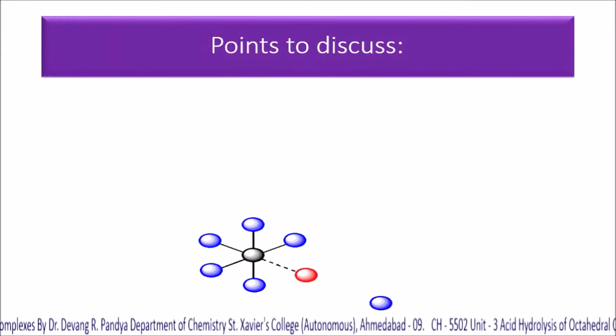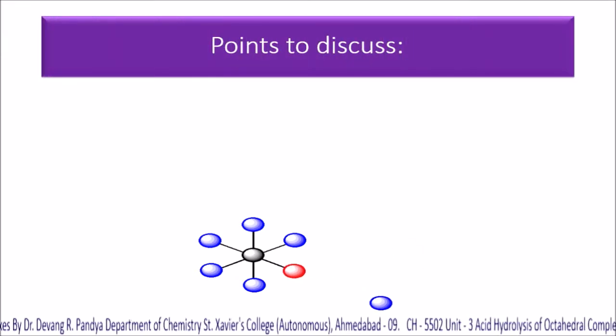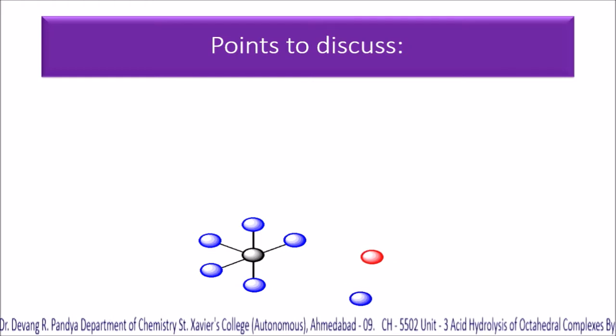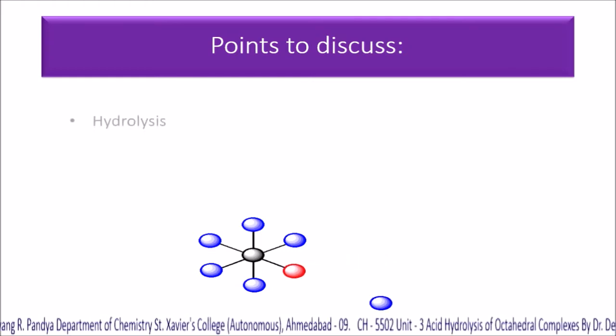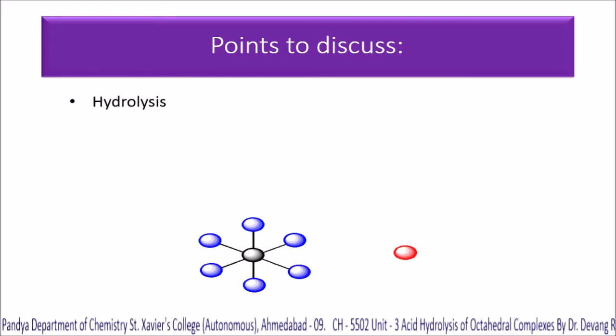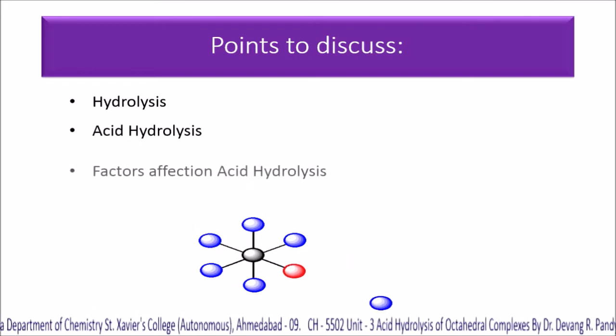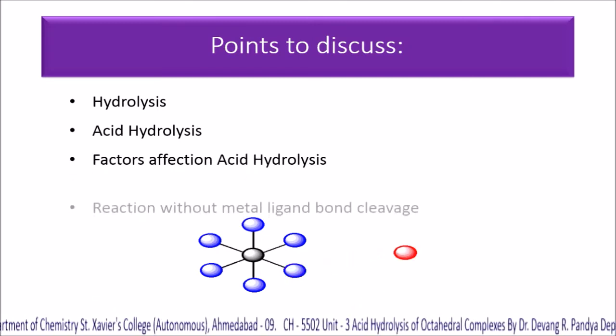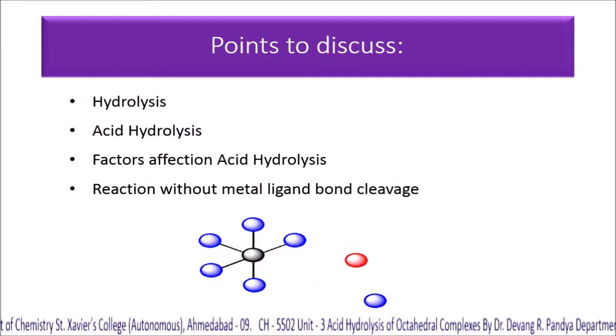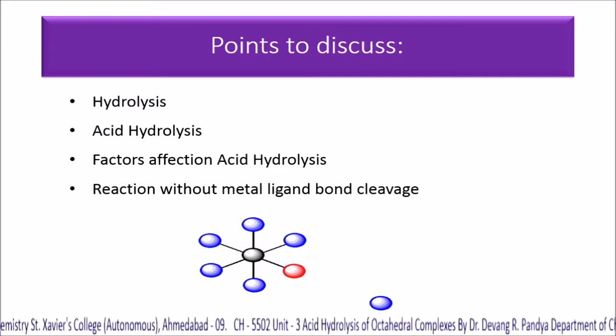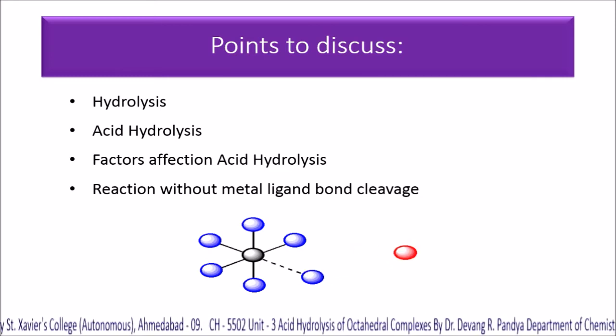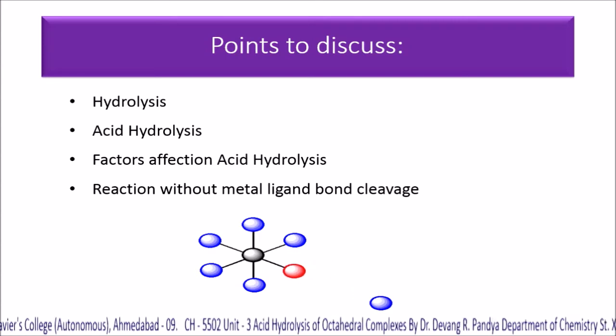Now, the points to discuss in today's lecture. This was about the previous lecture and your queries. And now, the points to discuss regarding today's lecture. We are going to discuss hydrolysis, acid hydrolysis, factors affecting acid hydrolysis, and the reaction without metal-ligand bond cleavage. That is also a hydrolysis reaction without metal-ligand cleavage that we are going to study today.